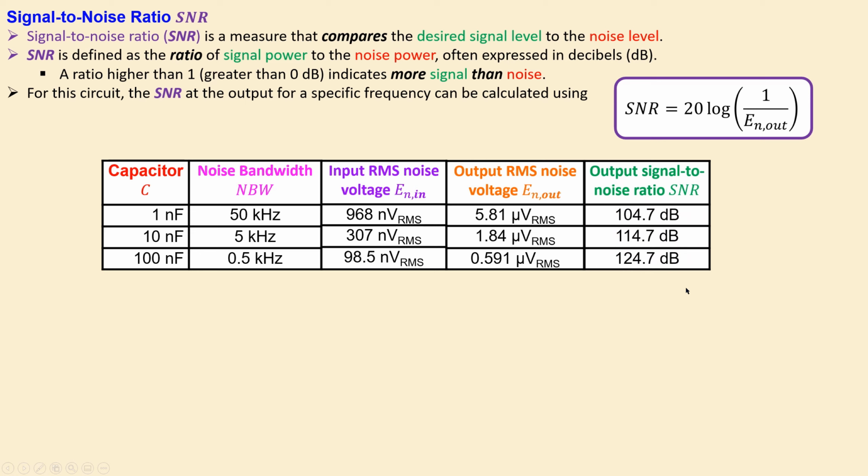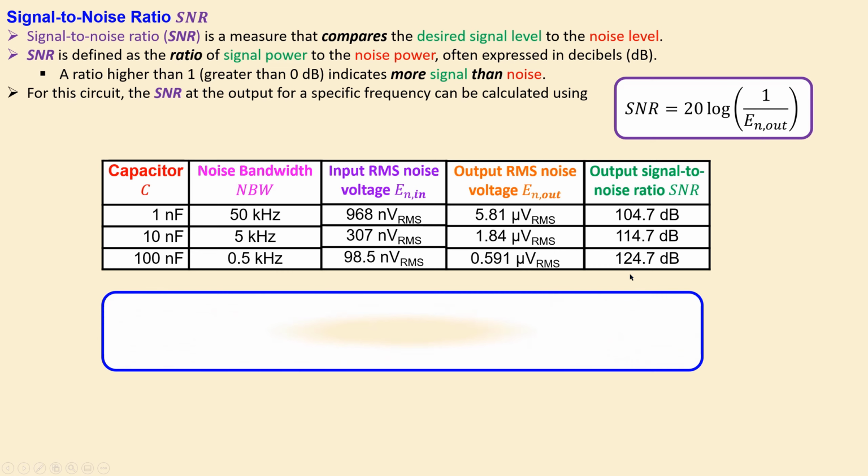So that is what we have here for the output signal to noise ratio, SNR. What you see is that as the capacitor value increases, the signal to noise ratio also increases. So more filtering, more signal to noise ratio. What you also see in the conclusion is the following.